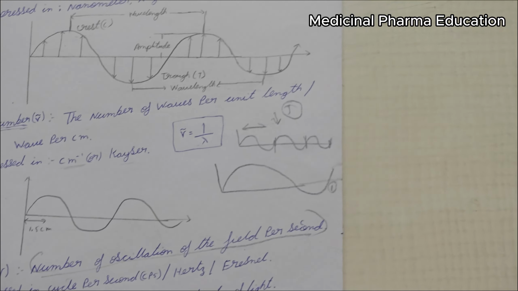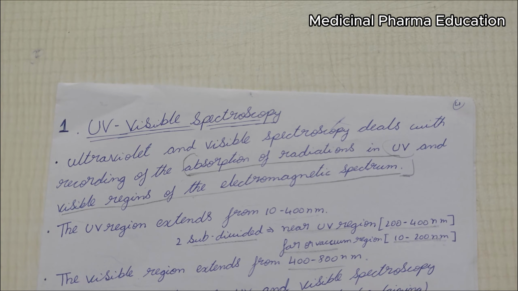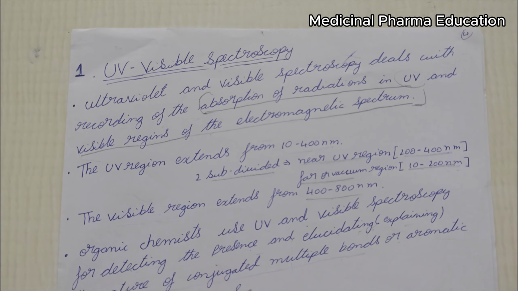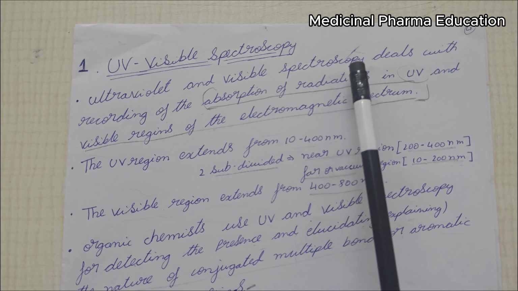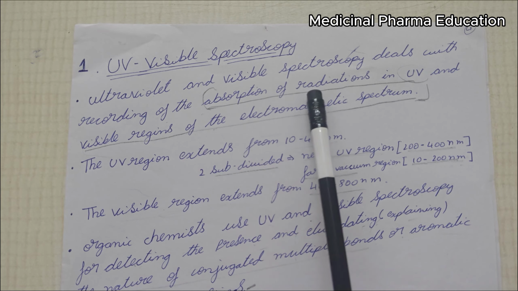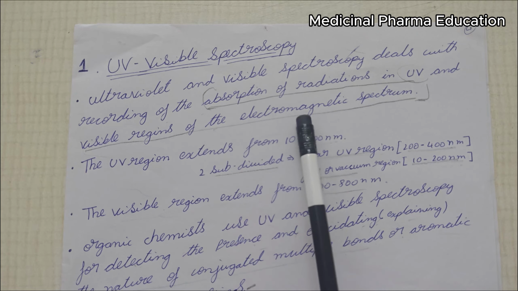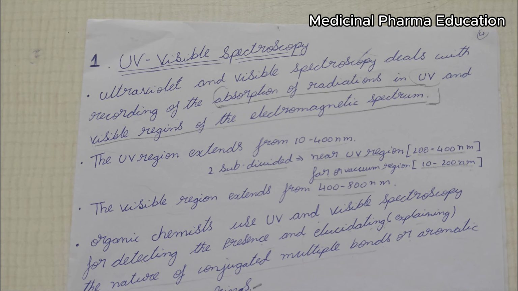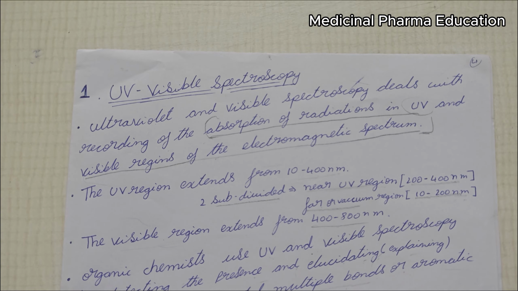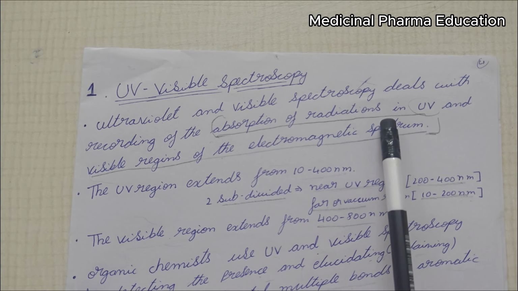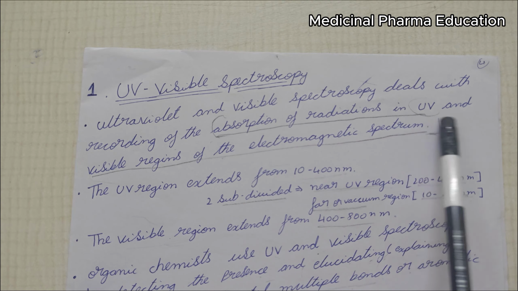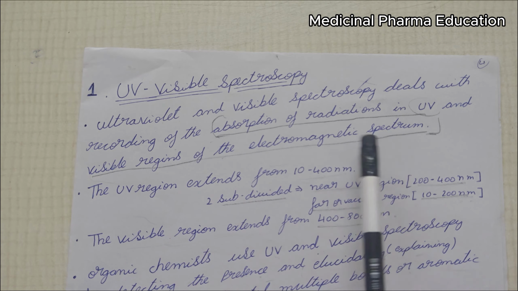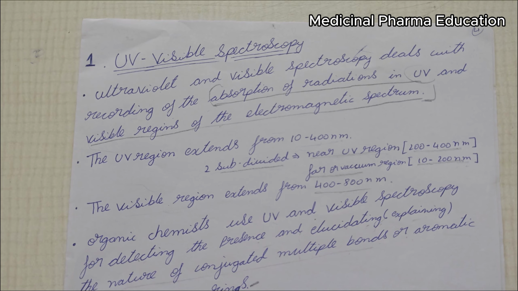Next, we are going to start with the theory of UV visible spectroscopy. By the name only, we can tell that ultraviolet and visible spectroscopy deals with the recording of absorption of radiation in the UV and visible range of the electromagnetic spectrum. By the name of the instrument, the absorption of radiation in that range takes place. Understood, guys? It's a very easy definition.